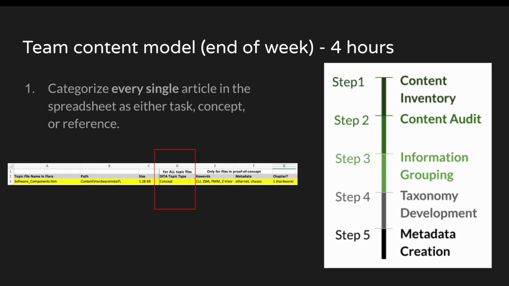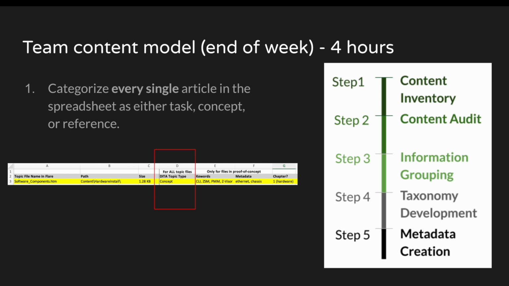So step 1, the content inventory is already done for you. In the assignment description, you'll see a link to an Excel spreadsheet. In that spreadsheet, you'll see every single article in the Zen 4 content, an entire inventory of all of the content. You'll download that spreadsheet, and I created a highlighted row just as an example.